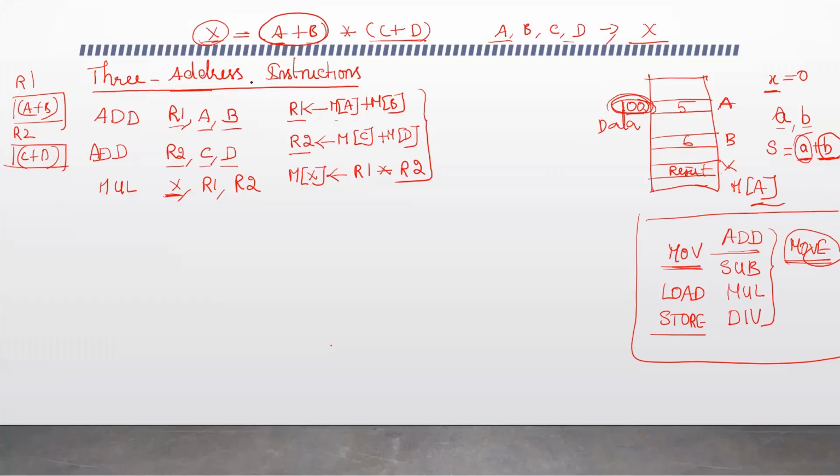And if we write the same with 2 address fields, we need to write instructions for the same expression now with 2 address fields.